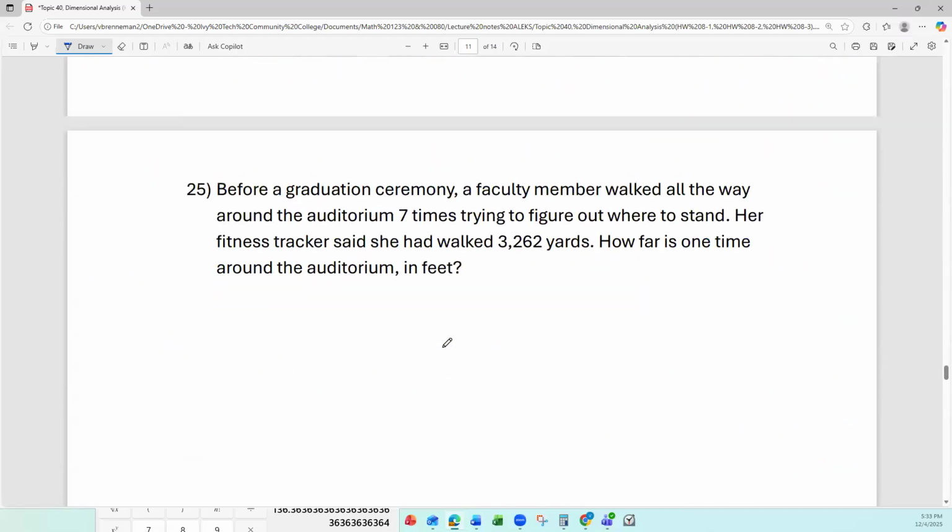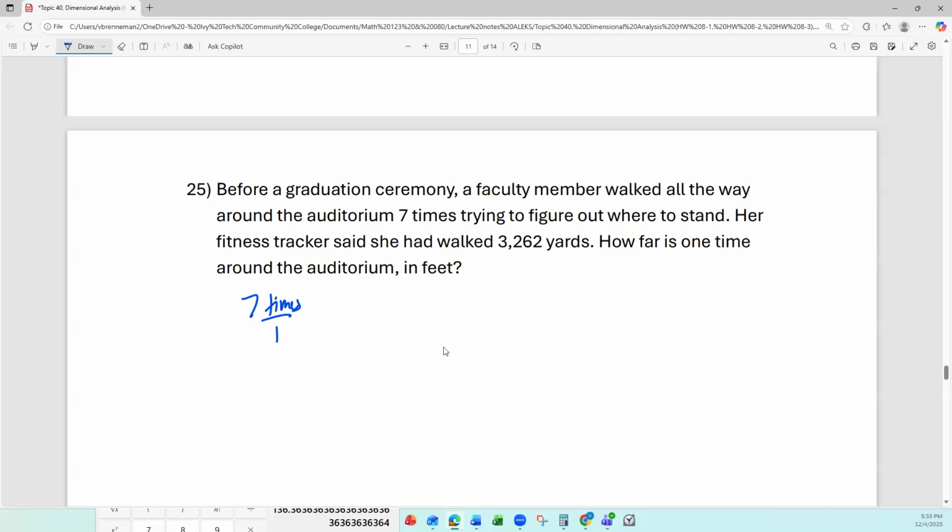All right, number 25. Before graduation ceremony, a faculty member walked all the way around the auditorium 7 times trying to figure out where to stand. Her fitness tracker said she had walked 3,262 yards. So how far is 1 time around the auditorium in feet? I'm going to start with, I could start with either the 7 or the 3262, because I have 7 times. That's just a base thing.